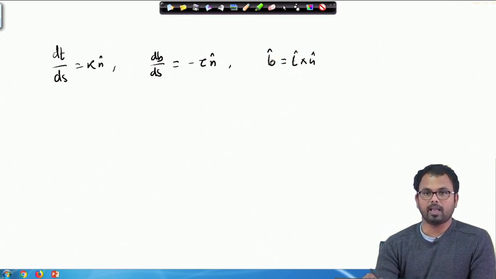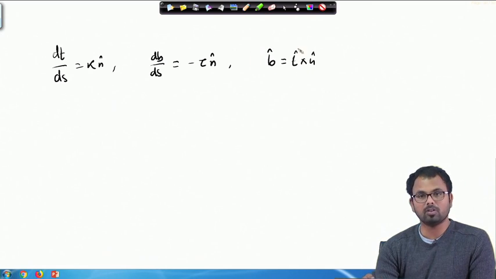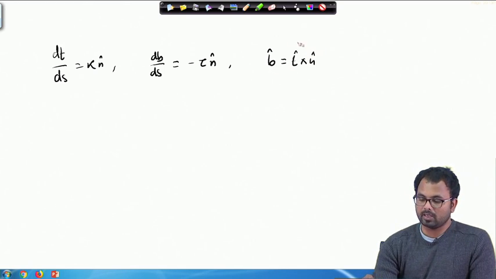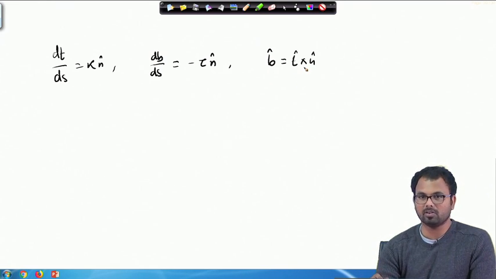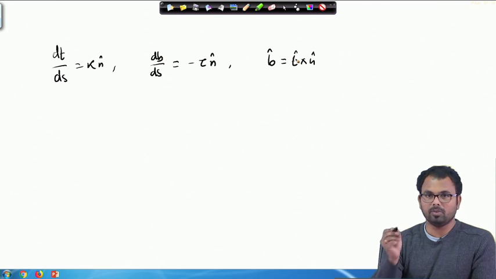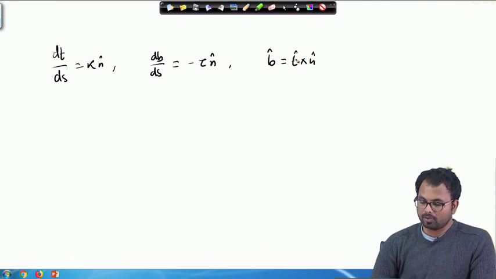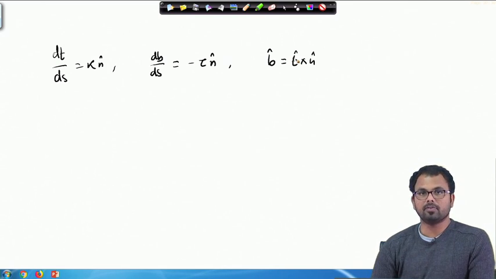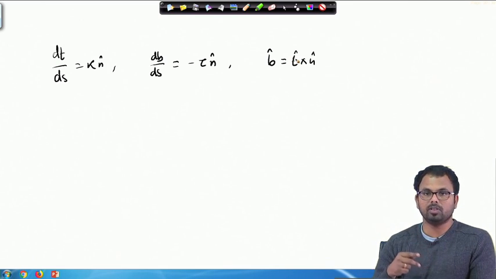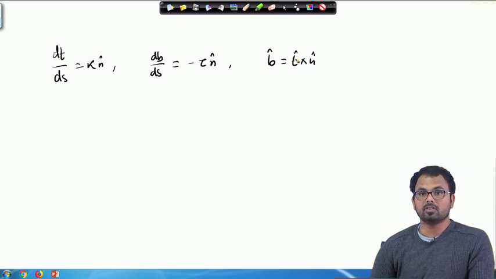I prefer to write a cap because they are all unit vectors, but you can also write a vector notation and make sure you specify that they are unit vectors. Similarly you can write T cap equals B cross N or N cross B. Whenever you change the order, you have to put a minus sign. These three vectors form a right-handed screw system, so they are mutually perpendicular to one another, like the unit vectors i, j and k along the coordinate axes.